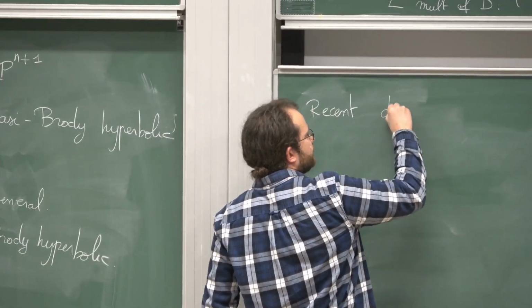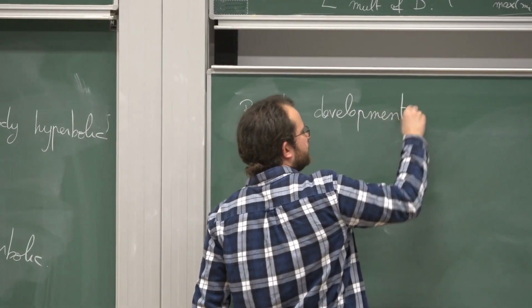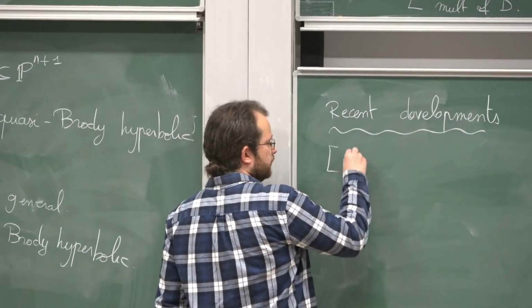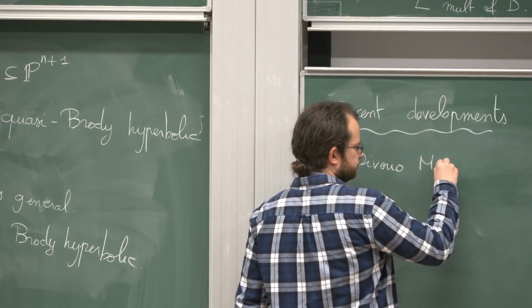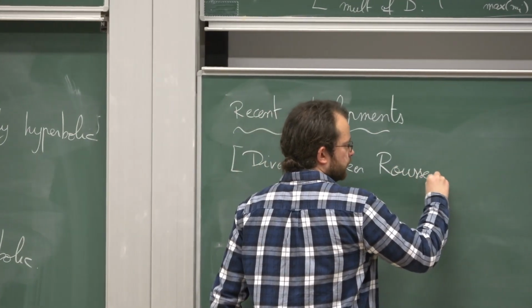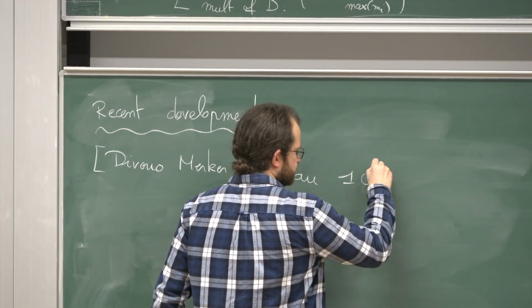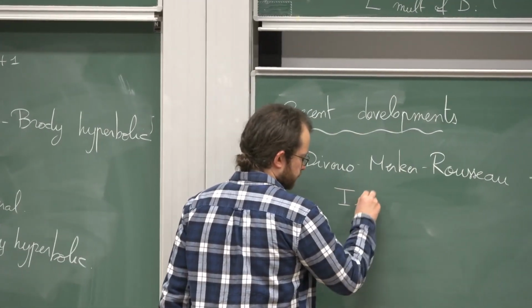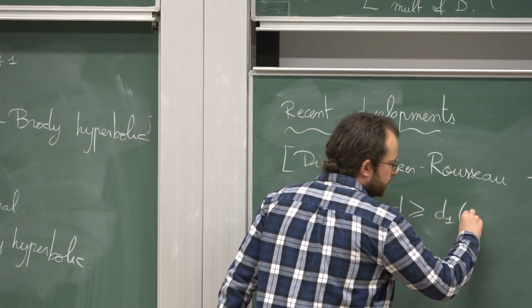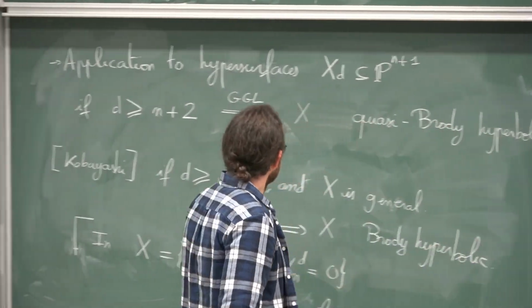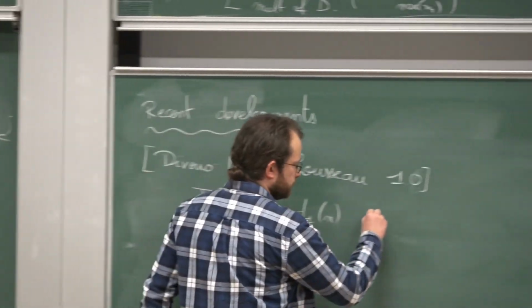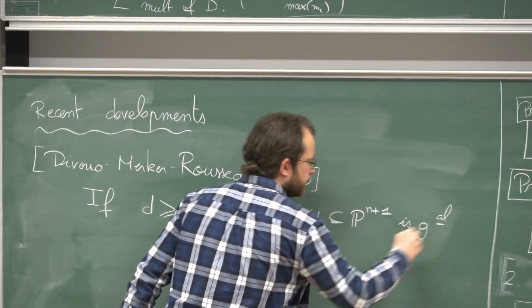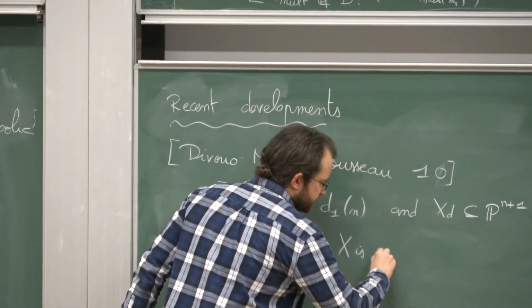In the past few years, you have had the chance to have very striking results in this direction. So first of all, about the Green-Griffiths-Lang conjecture, we had in the last decade the work of Diverio, Merker, and Rousseau, who showed that if d is larger than some bound, so again, they showed that for any n there existed a bound D1(n), such that for X general, for this fixed degree, then X is quasi-Brody hyperbolic.